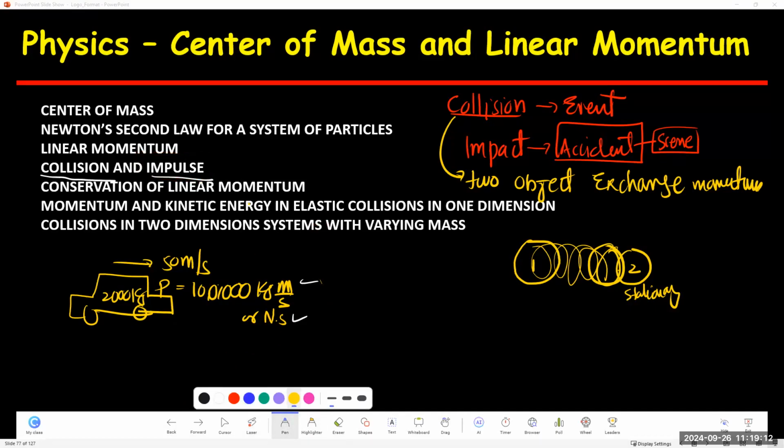Impulse means really how fast or how large the momentum transfer occurred during collision. How large or how fast the momentum transfer occurred during what? During collision, because collision is an event.